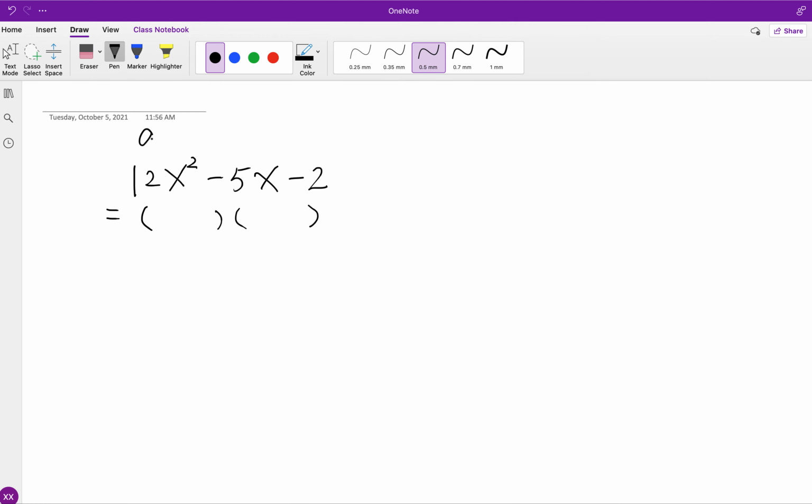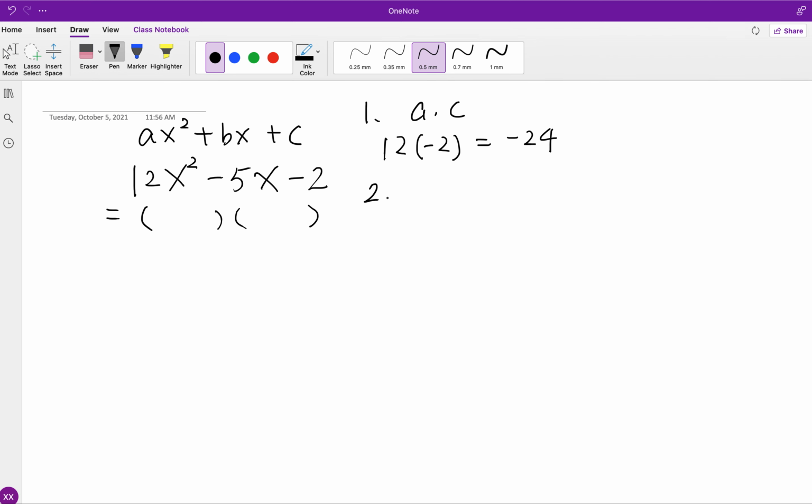So again, if we rewrite this into ax squared plus bx plus c, the first step is to multiply a with c. So that is 12 multiplied by -2. Always do not forget this is a -2 here. Okay, so this gives us -24.